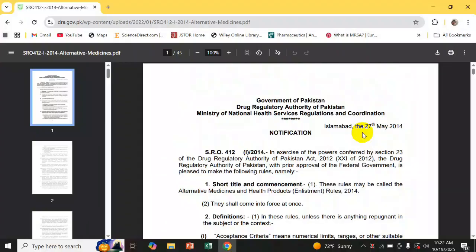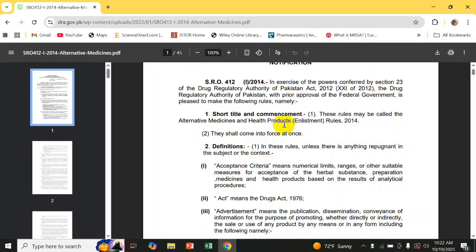What is this SRO about? To trace what this SRO deals with, we first see the title, that is, short title and commencement. The title of this SRO is: these rules may be called the Alternative Medicine and Health Product Enlistment Rules 2014. So the whole legal story behind nutraceutical product registration lies inside this SRO.